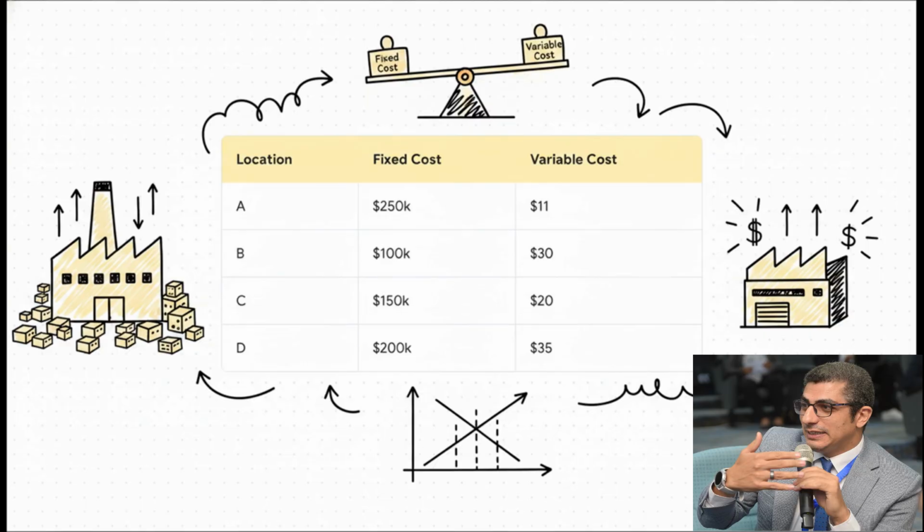Look closely at location A for a second. It has a massive fixed cost of $250,000 a year, but a very low variable cost of just $11 per unit. On the flip side, look at location B. It's really cheap to open, only $100,000 in fixed costs, but it costs a pretty steep $30 in variable costs for every single unit produced. Our job right now is to find out at what output volume these trade-offs make one location the absolute best choice over the others.